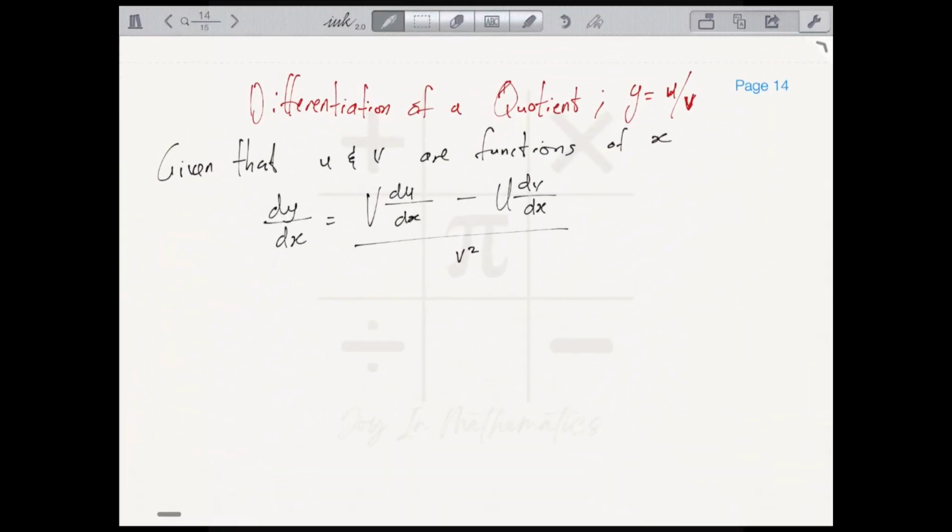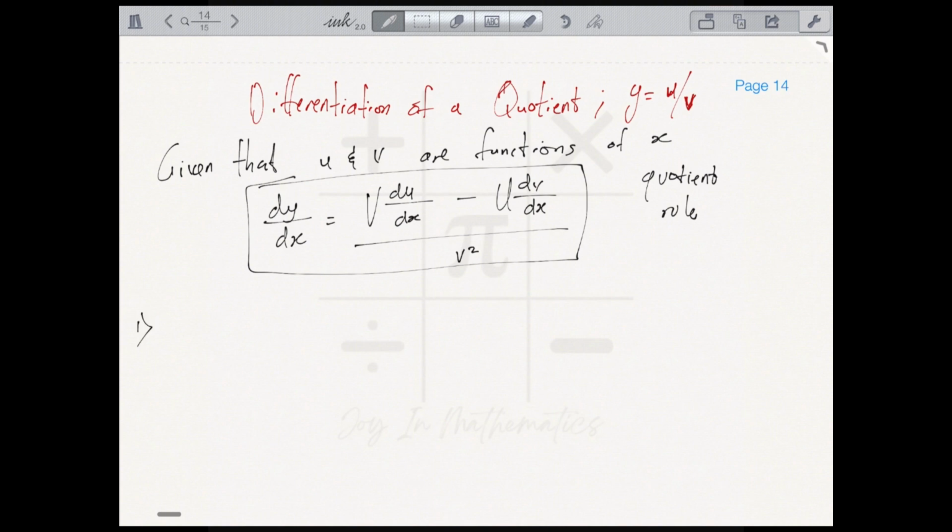Now we'll be considering the differentiation of a quotient of the format y is equal to u over v, understanding that u and v are functions of x. And then we are given this principle that dy/dx is equal to v du/dx minus u dv/dx, divided by v squared. This is known as the quotient rule. And we have to understand that our ability to discern which rule to apply, whether quotient or product rule, is very vital when it comes to differentiation.